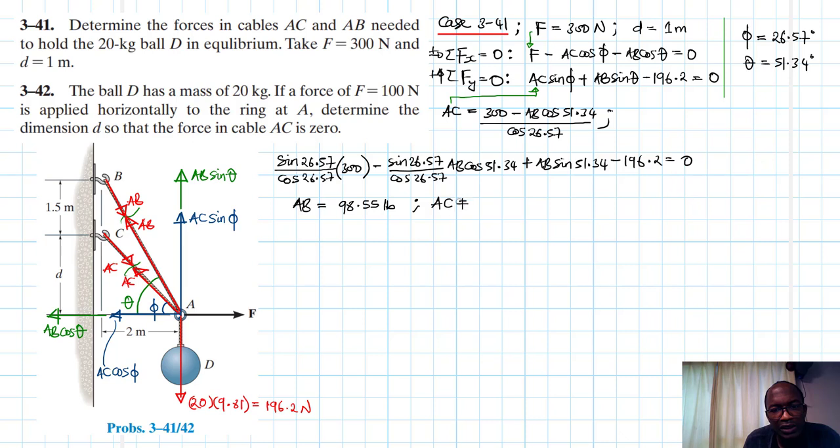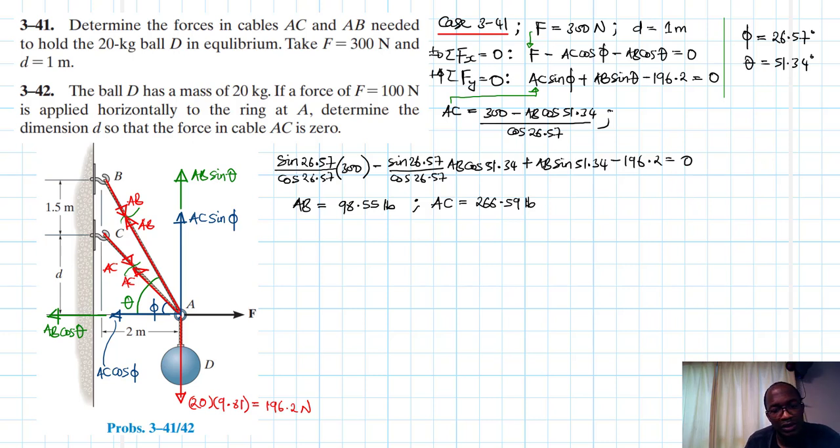Let's find what AC is equal to. Let's plug it in. So we have 300 minus AB, which is 98.55, cos 51.34 divided by cos 26.57. So this gives us 266.59 pounds. Alright, so we found AC and we found AB. These are the forces in the cables.